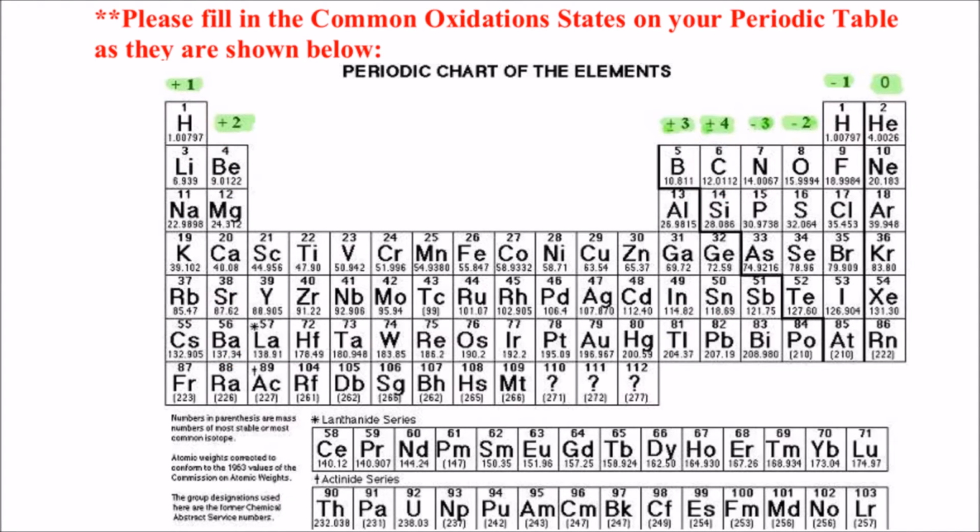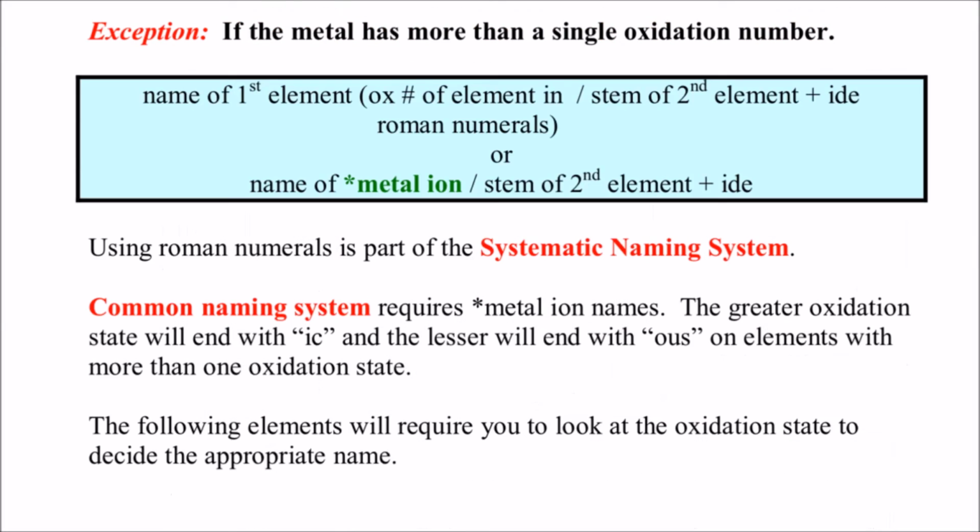Now, you'll notice, hopefully, we skipped all these guys in the middle here. The reason for that is because they have more than 1 possible oxidation state. These guys over here can only be +2. That's it. But these in here have multiple oxidation states that they can be. So we're going to have to figure out what those oxidation states are, and then we'll have a rule for naming them. So here's the rule.